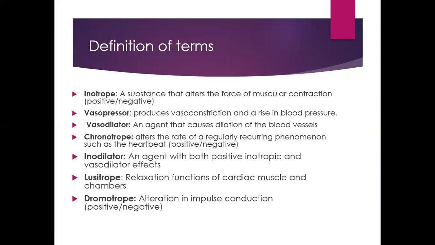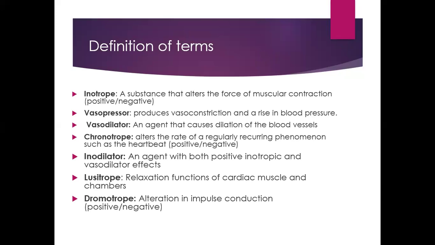So we look at the definition of terms. I'm sure we're all familiar with this, so we won't spend too much time here because we have a lot to talk about. An inotrope is any agent that alters the force of muscular contraction, especially on the heart. A vasopressor increases systemic vascular resistance due to vasoconstriction, causing an increase in blood pressure. A vasodilator does the opposite. Chronotropes alter the rate of irregularly occurring phenomena such as a heartbeat.